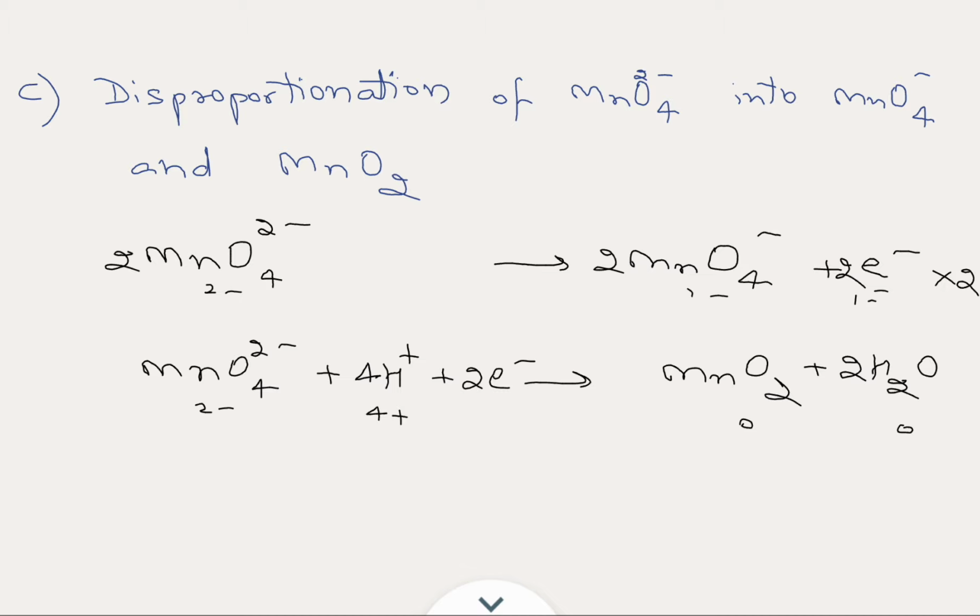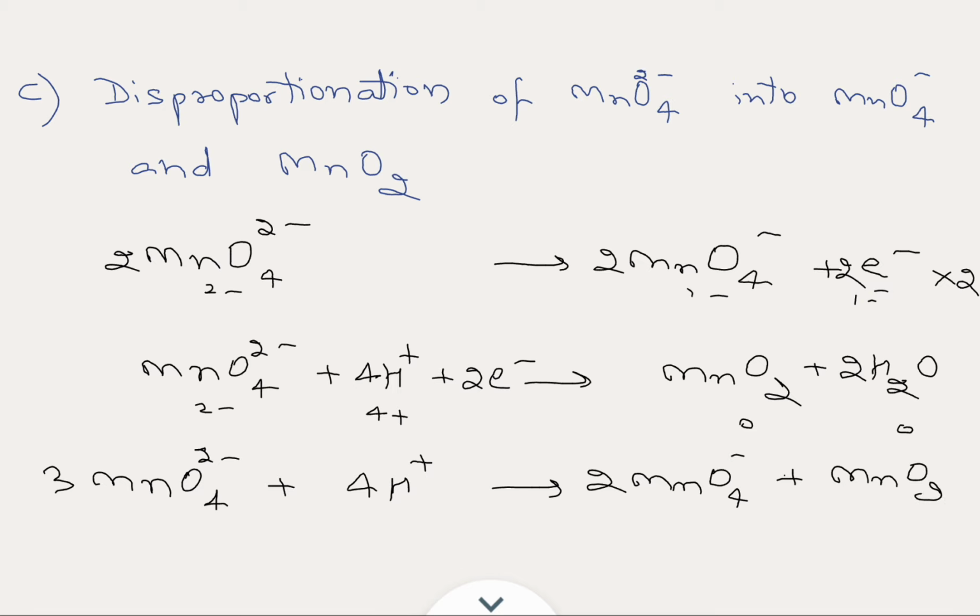When we join these two half equations, it's going to be 3 MnO4 2 minus plus 4H plus, giving us 2 MnO4 1 minus plus MnO2 plus 2 water. This is our balanced ionic equation.